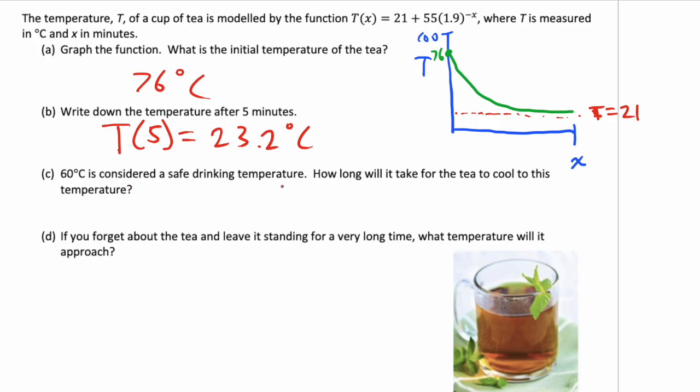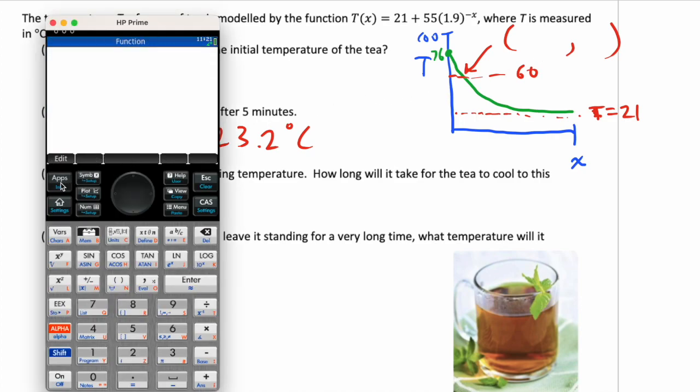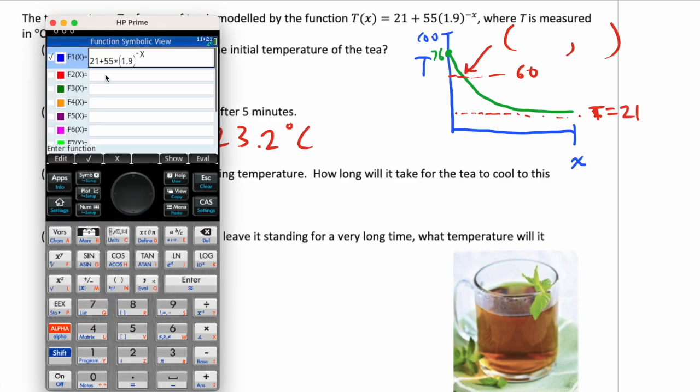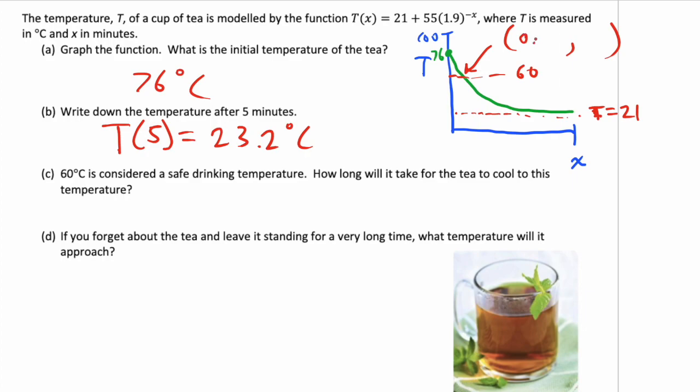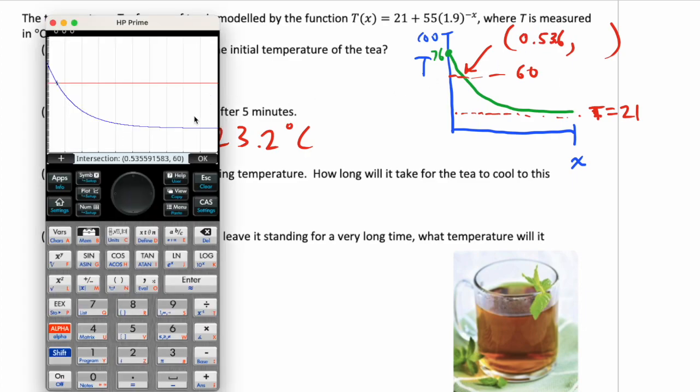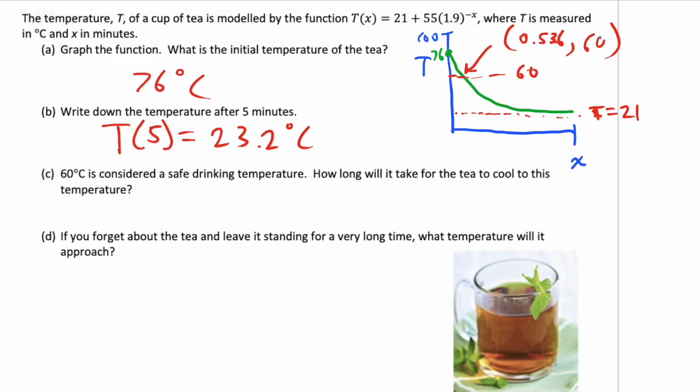60 degrees is considered safe. How long will it take? Well, we've got to graph 60 and find the point of intersection. So let's do that on our app. 60, and we can see the red line there. Let's go to function intersection. 0.536, 0.536, comma 60, of course.